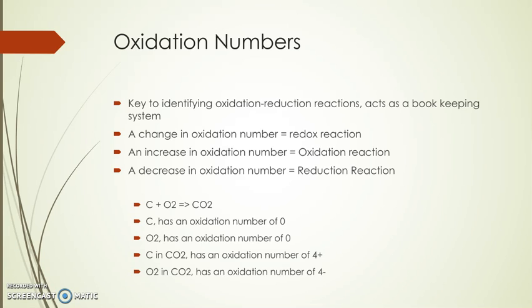By assigning oxidation numbers, we can see that carbon went from 0 to 4+, and an increase in oxidation number tells us that it is being oxidized, and oxygen went from 0 to -4, and a decrease in oxidation number tells us that it is being reduced.